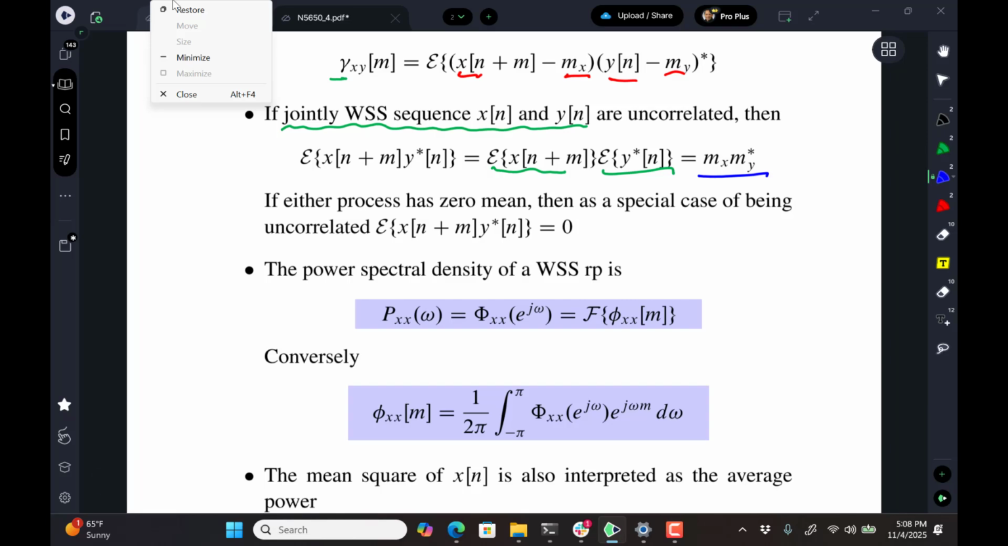And if either one of the processes has zero mean, and this is frequently true in a signal plus noise scenario at a front end to a system, then uncorrelated processes where one or both are zero mean give just zero. So the term then is orthogonal. One process does not interfere with the other in a correlation sense because of this property.